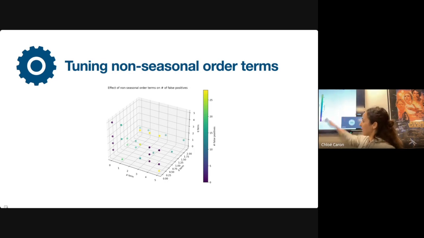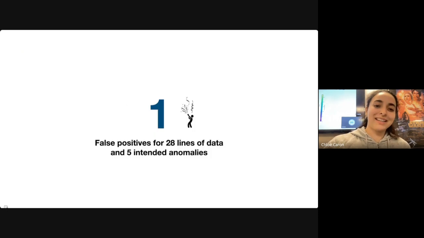Just know that the more purple a point is, the better, because it has fewer false positives. And what you find is that the purple really likes to live around here. That means the P term is basically 0, the D term is 0 as well, and you just have the Q term. So in the case of energy generation, the model you have is mostly a moving average model, because you cut out the other two terms and focus on this third part here. Okay, so we tuned the model. Does that make a difference to false positives? Yes, it does. We drop down to a single false positive on the same data that we saw right at the start.